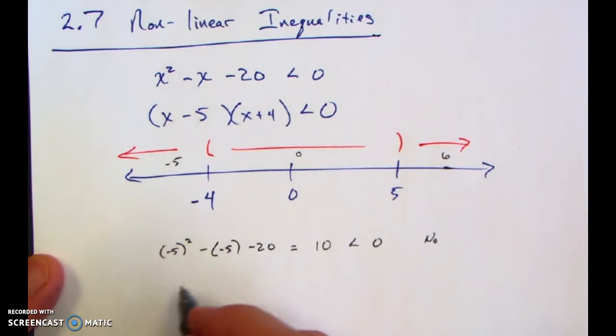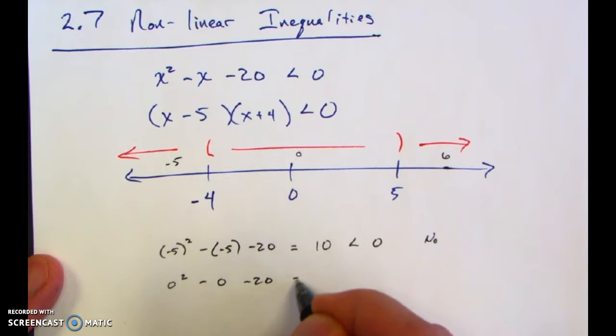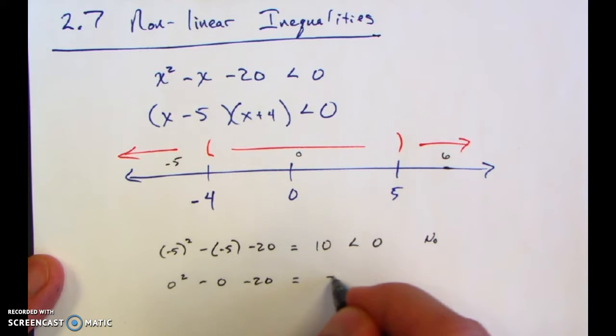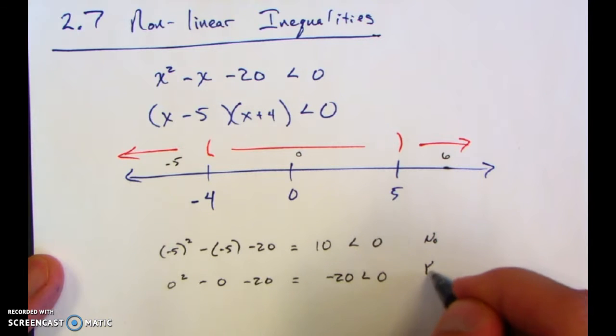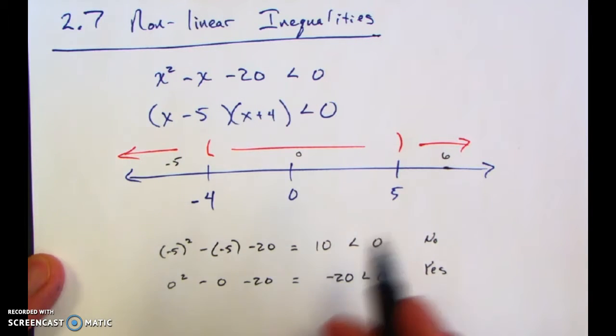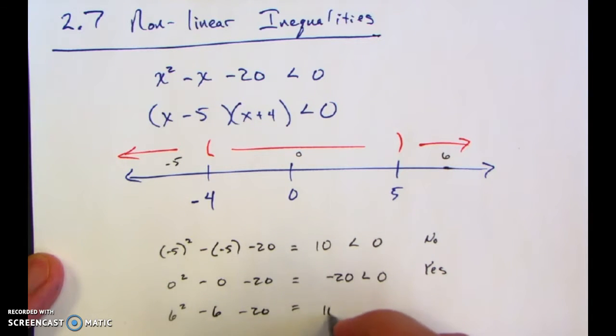If I plug in 0, so I have 0 squared minus 0 minus 20, well, that's equal to negative 20. We do know that negative 20 is less than 0, so yes, that does work. And if I plug in 6, I'd have 6 squared minus 6 minus 20. If we put all that together, that's going to be equal to 10 again. 10 again is still not less than 0, so no, that does not work.